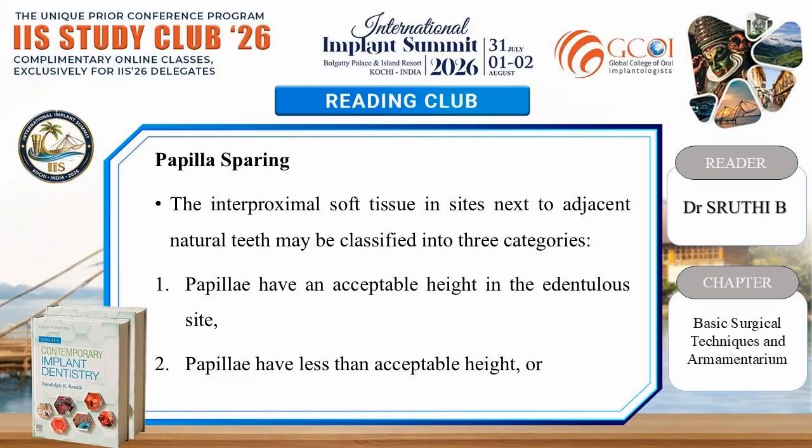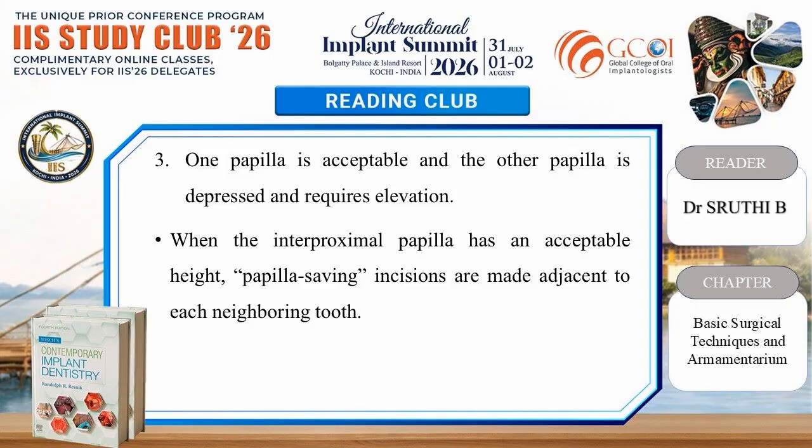Papilla sparing. The interproximal soft tissue in sites next to adjacent natural teeth may be classified into 3 categories. First, papilla have an acceptable height in the edentulous site. Second, papilla have less than acceptable height. Or third, one papilla is acceptable and the other papilla is depressed and requires elevation.